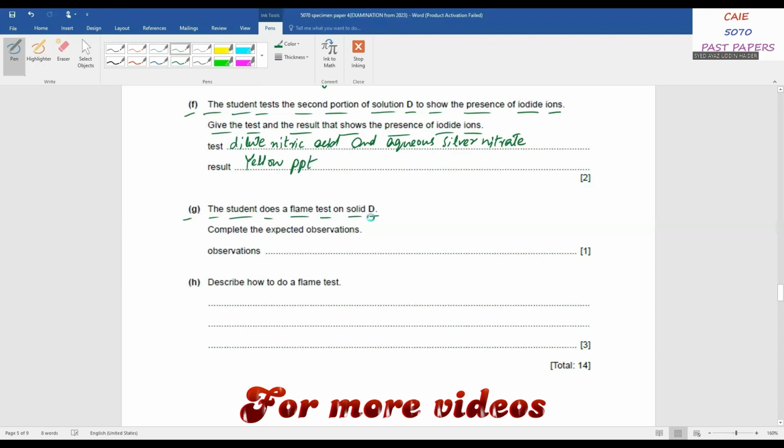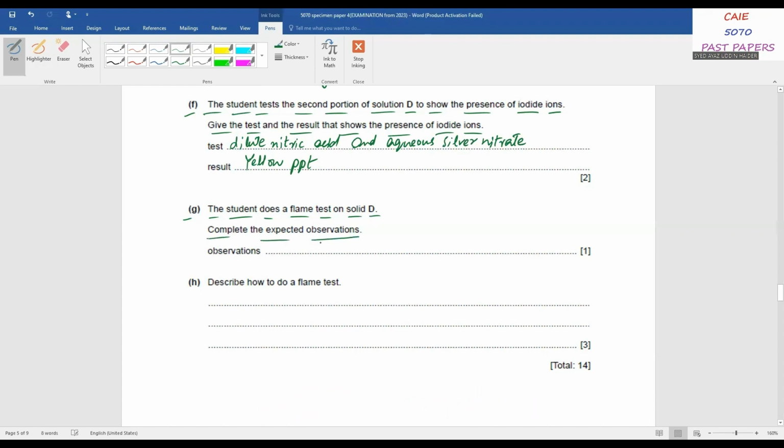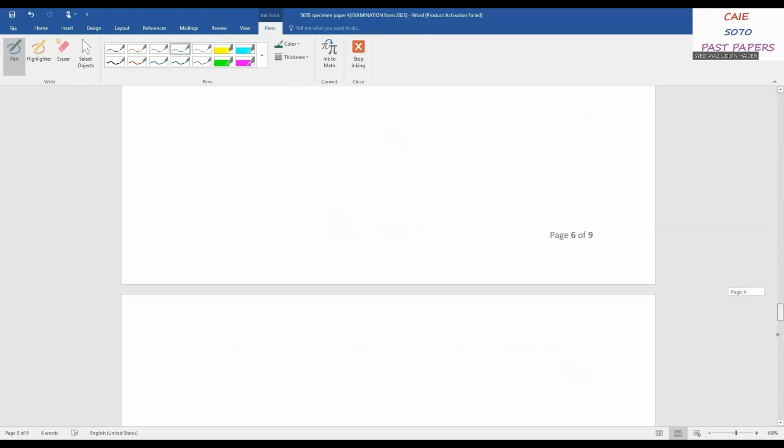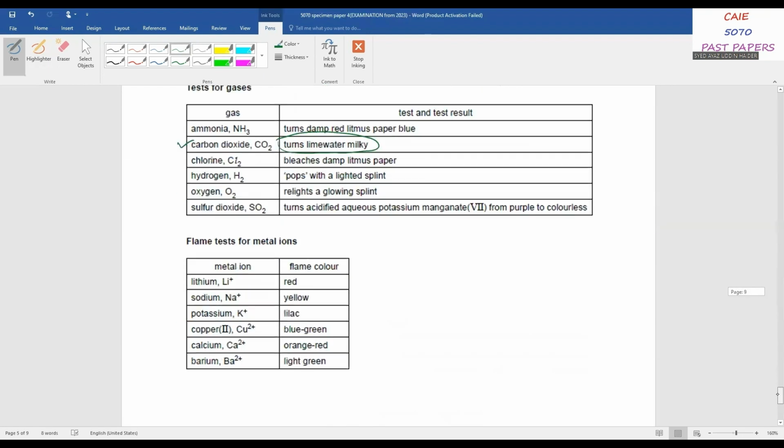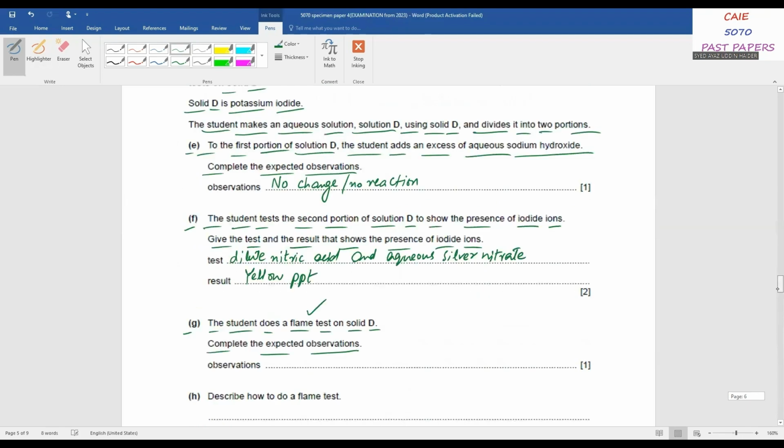Part G, the student does a flame test on solid D. Complete the expected observations. What will be the observations? So the flame test should be of potassium. You see the salt is potassium iodide. Look at the color for potassium in the flame test. The color will be lilac, potassium K+. So you write lilac here.